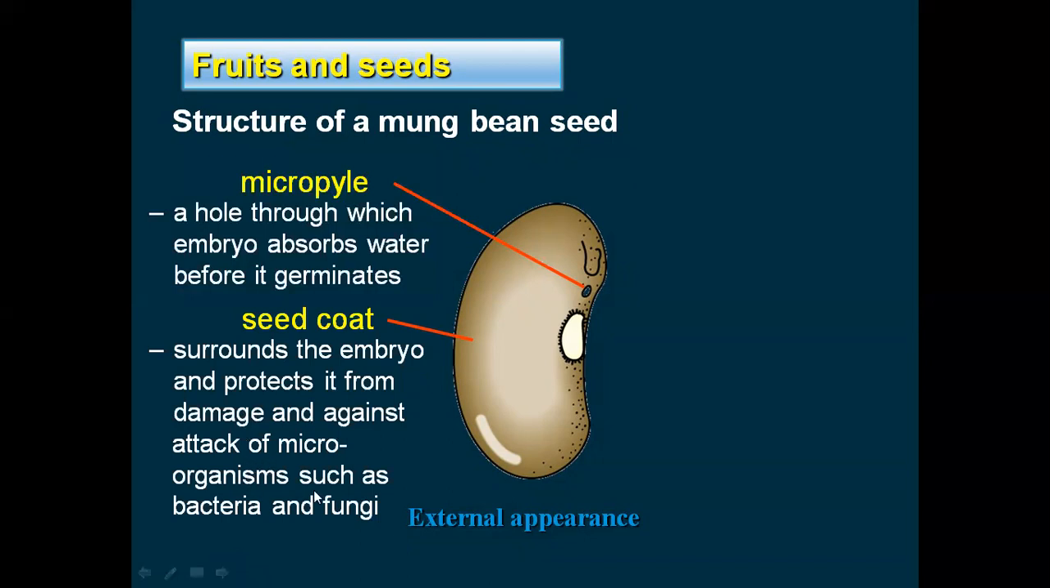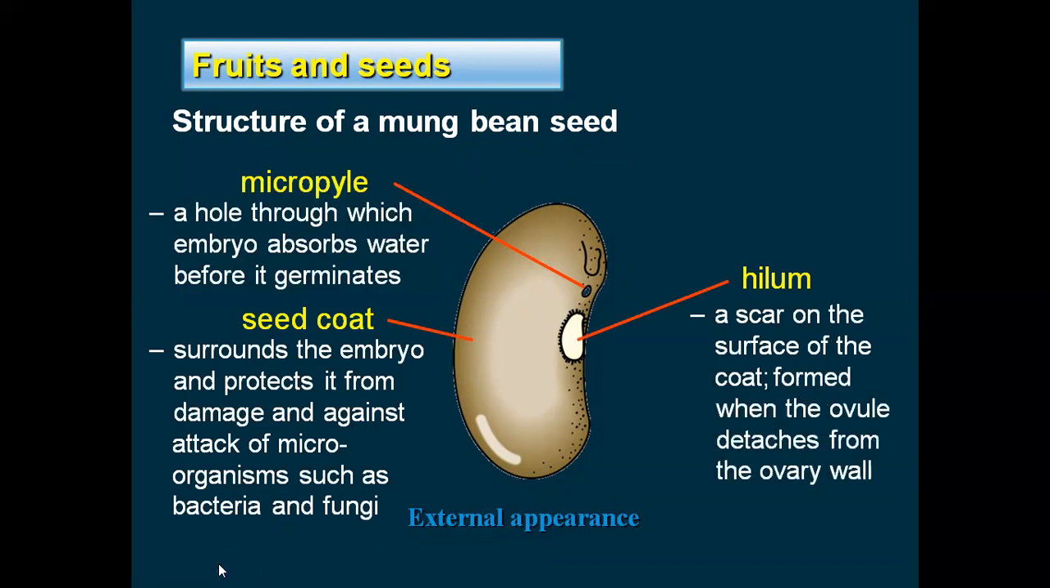And this is the seed coat, which surrounds the embryo and protects it from damage against microorganisms such as bacteria and fungi, right? Hilum, a scar on the surface of the seed coat. That is called the hilum, and it forms when the ovule detaches from the ovary wall. The ovule is attached to the ovary wall through a special stalk. After detaching, the scar remains, and this is called the hilum.